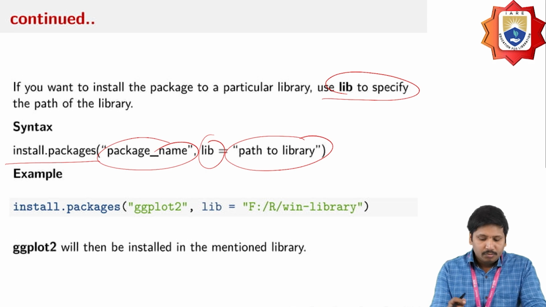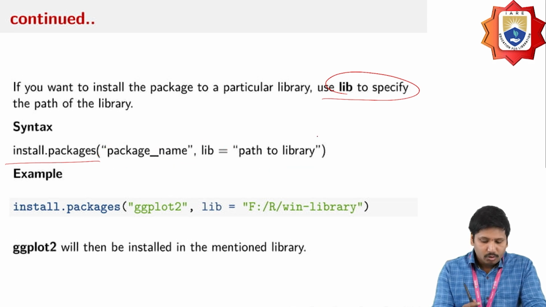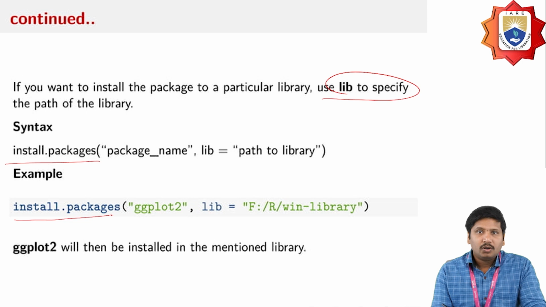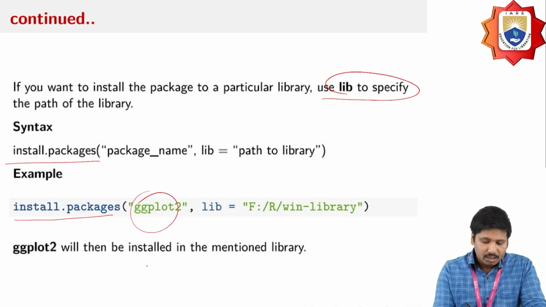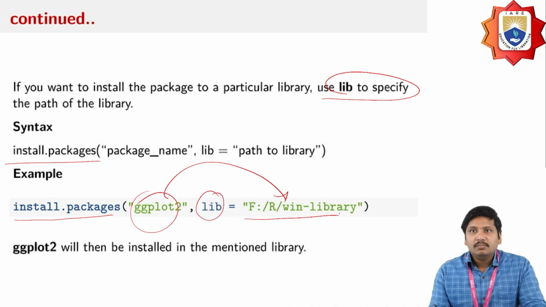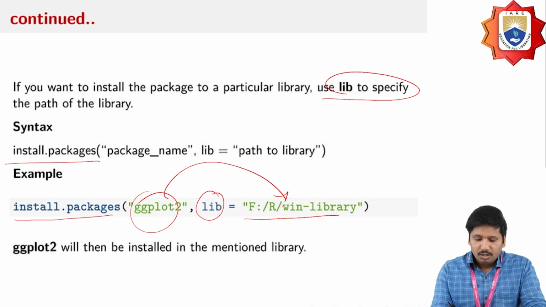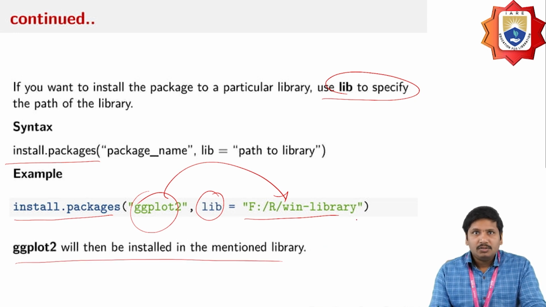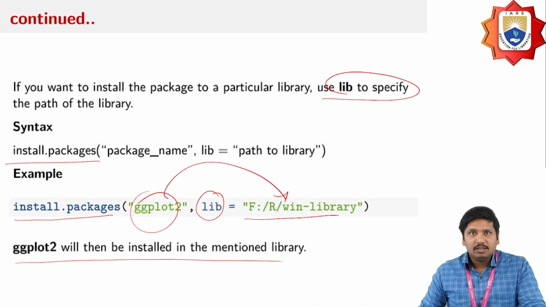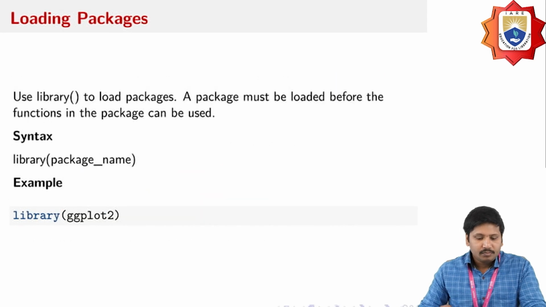Suppose previously I installed the package ggplot2. See the example: install.packages, and this is the package name. Where it has to be installed, where is the location, that means lib, the path to the library, I have to specify. So what is the path? F colon R and win library. So ggplot2 will be installed in the mentioned library. Like this we have to install packages in a specified location.